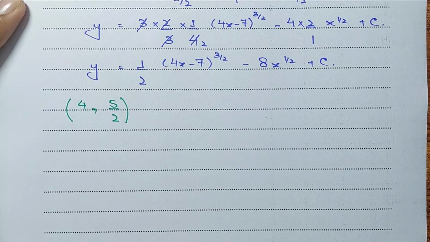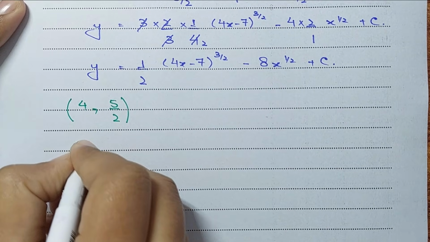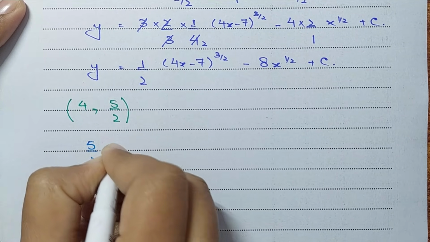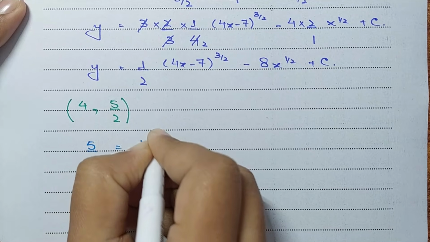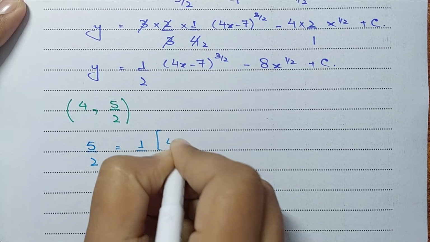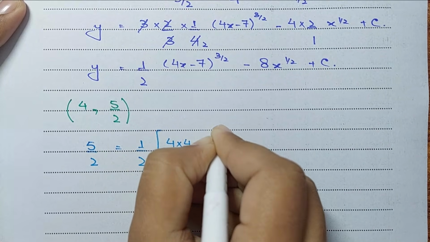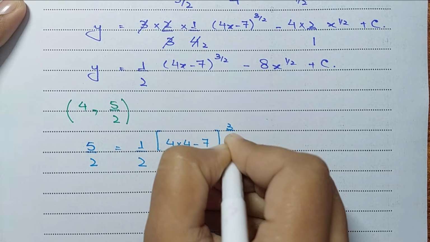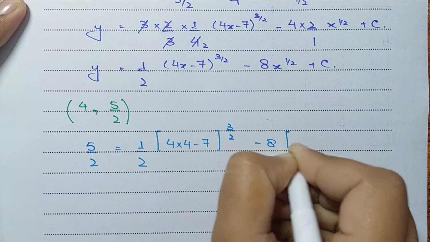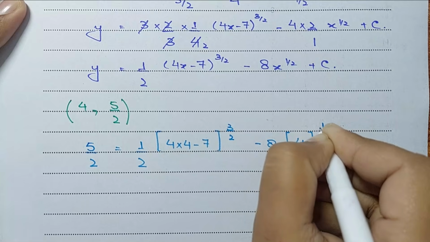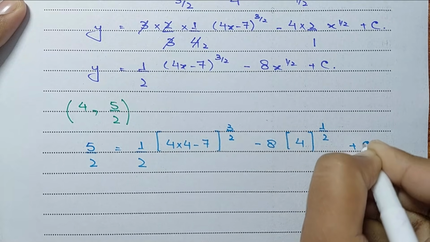Okay, let me simplify. The y value 5/2 is equal to 1/2 times, the x value is 4, 4 times 4 minus 7 to the power 3/2, minus 8. Now we have 4 to the power 1/2, plus the constant of integration.